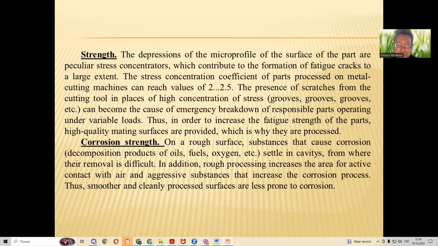The depressions of the microprofile of the surface of the part are peculiar stress concentrators which contribute to the formation of fatigue cracks to a large extent. The stress concentration coefficient of parts processed on metal cutting machines can reach values of from 2 to 2.5.